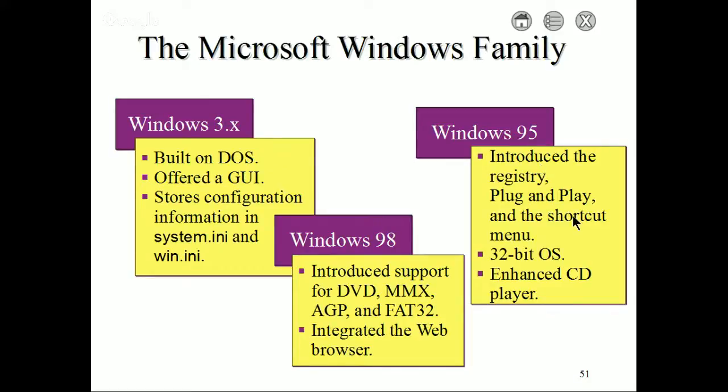Windows 95 was the next operating system version that came out, and it was 32-bit, whereas Windows 1, 2, and 3 were 16-bit operating systems, meaning that they could execute instructions or data 2 bytes at a time, or 16 bits at a time. Windows 95 could do 4 bytes, or 32 bits, at a time.